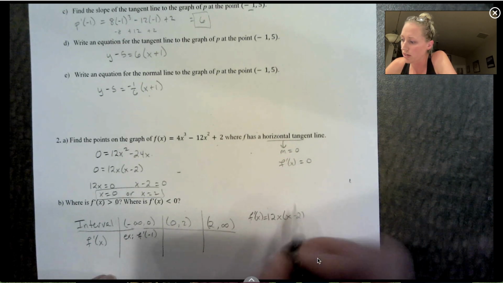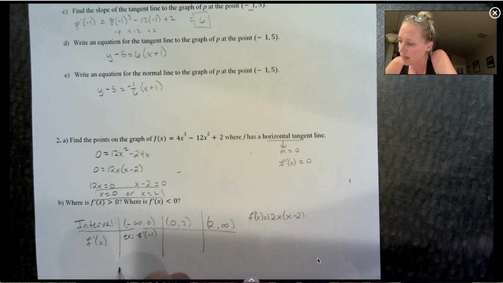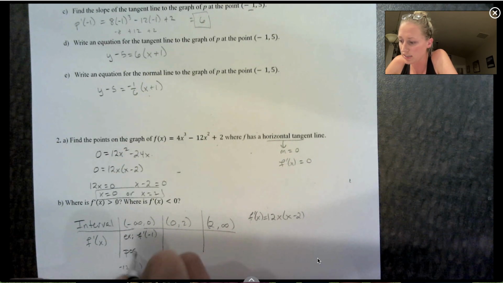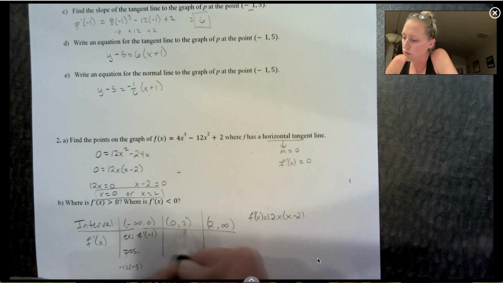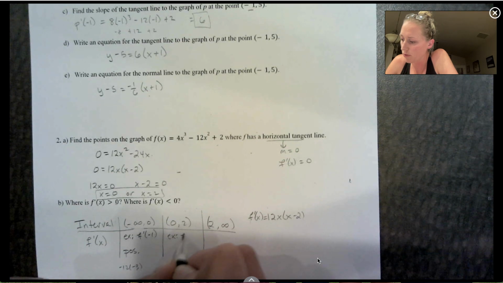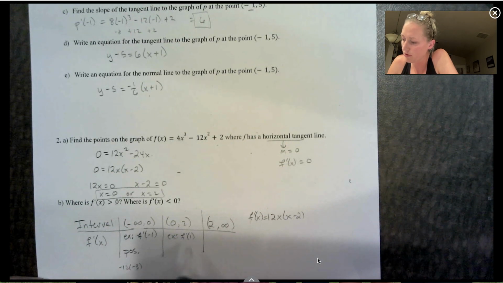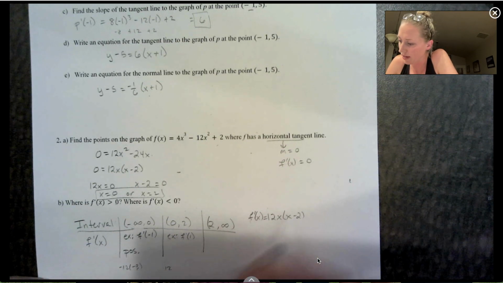So if I were to plug in -1 here, I'd get negative 12 times negative 3, and negative times negative is positive. Now I look at the interval from 0 to 2, so let's use 1. Let's find what f prime of 1 would be. If I plug in 1, I've got 12 times 1 minus 2 is negative 1, so I get a negative value there.